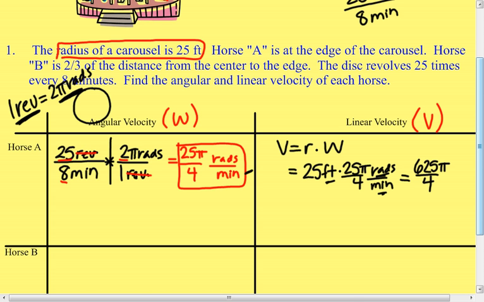Again, radians are that magical unit that will appear and disappear when you need them to. So radians is going to disappear, and your linear speed in this case will be in feet per minute, okay? And again, linear speed is always in a distance per time, so feet per minute would be a distance per time kind of unit. And that's how that goes.